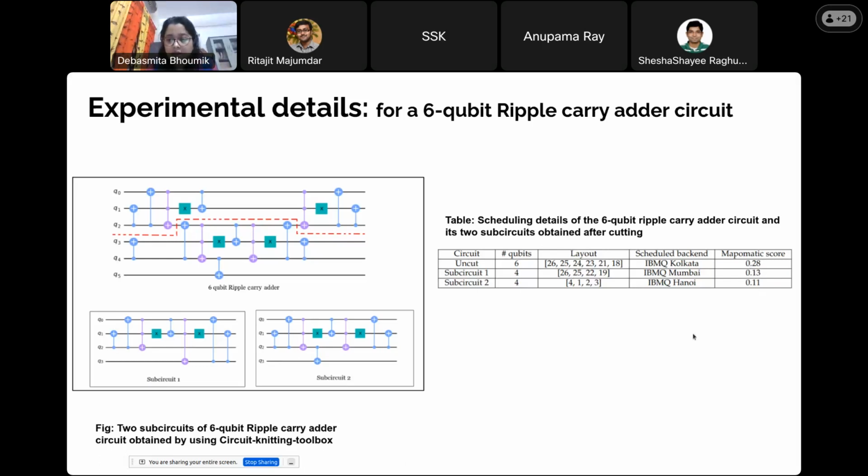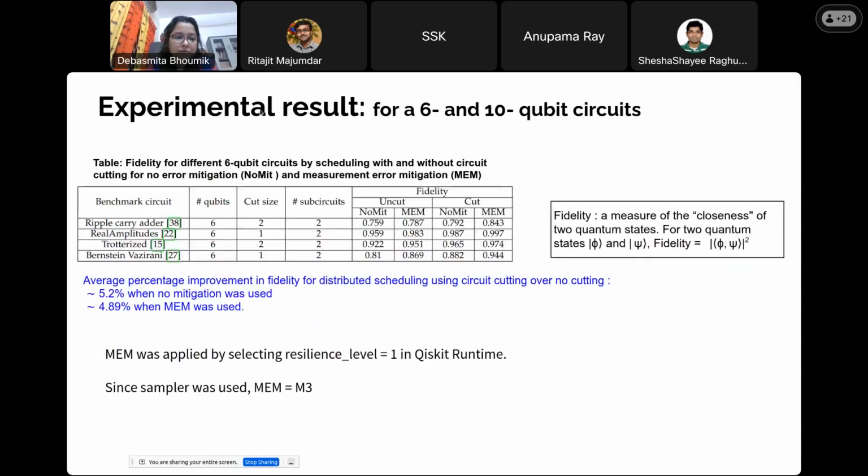Now let's see what happens in case of fidelity. Along with triple ladder, we have also considered 3 more circuits: real amplitude, trotterized, and Bernstein-Vazirani, all of qubit size 6. And what happens after cutting and during uncut, we can see here that in the uncut portion, the fidelity for no error mitigation is 0.759, and after cutting, the fidelity for no error mitigation becomes 0.792. So 0.759 to 0.792. This is the increase in fidelity. For measurement error mitigation, the result will obviously be better. During uncut it was 0.787, and with cutting, if we consider the measurement error mitigation, it is 0.843. The result is similar for the other circuits.